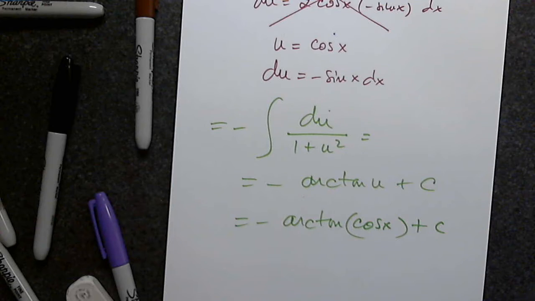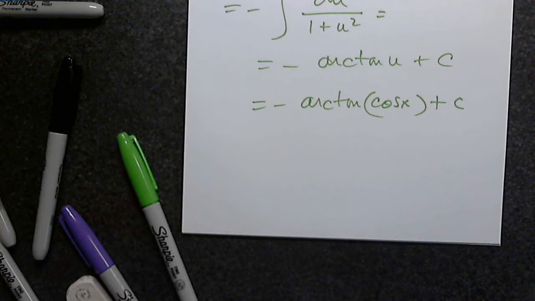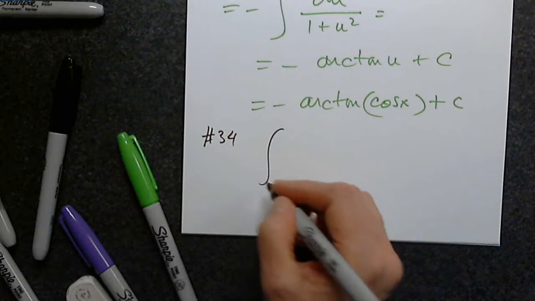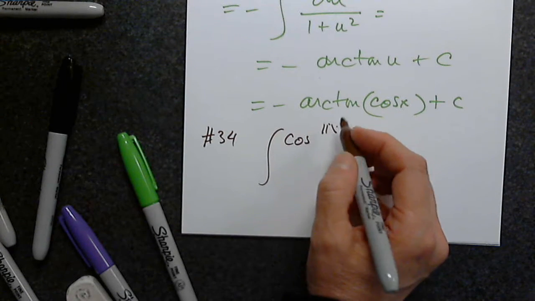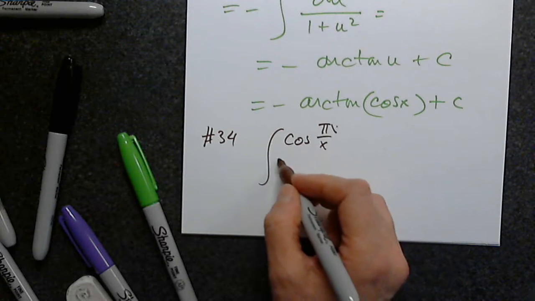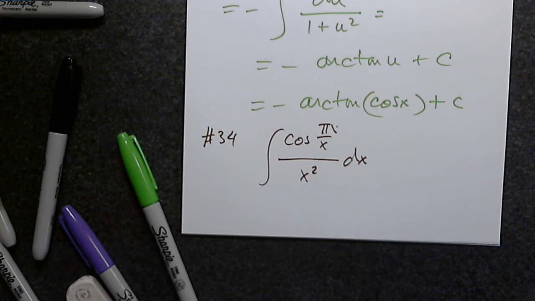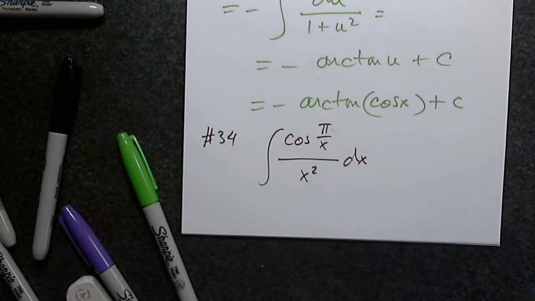Okay, 34, and then we can stop if you want. So 34. So it's just the substitution rule for the indefinite integrals. 34. The integral of cosine pi over x divided by x squared dx. So in the numerator, cosine pi over x, and in the denominator, x squared.